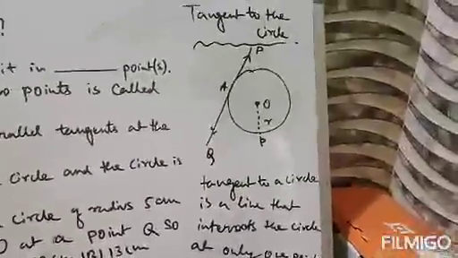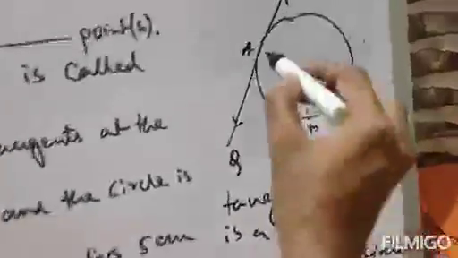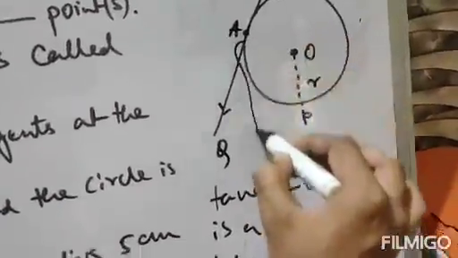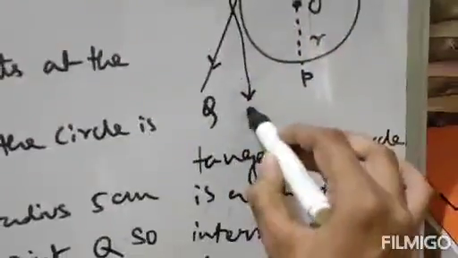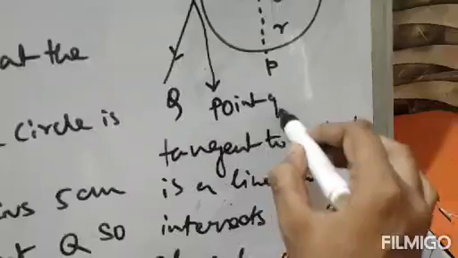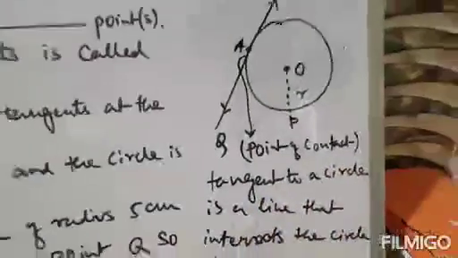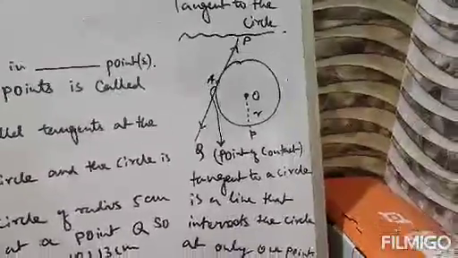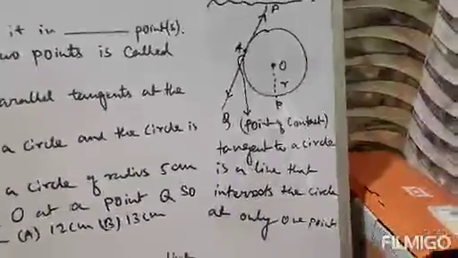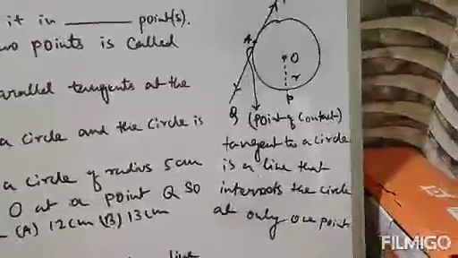In the diagram, the common point is A, and this point A is termed as the point of contact. That means here the tangent and the circle meet. The point A is termed as the point of contact, and it is the common point between the circle and the tangent.